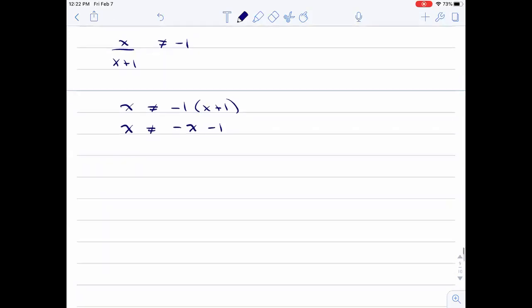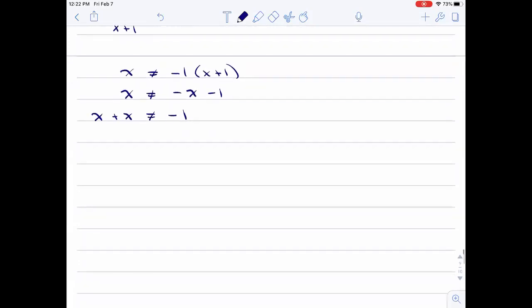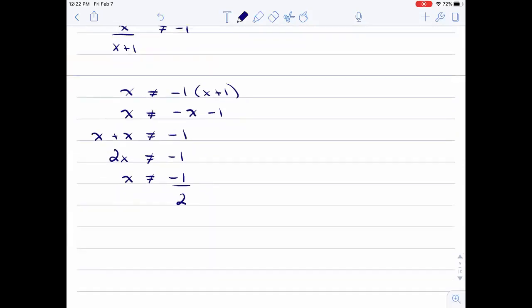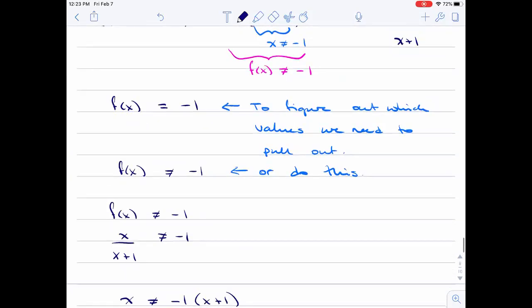Solving for x, right? I can move this -x over to the left-hand side, so I get x plus x can't be equal to -1. So 2x can't be equal to -1. So x cannot be equal to -1/2. Didn't see that coming. Right? But you can try it out, right? If you have x is -1/2, you get -1/2 over -1/2 plus 1 makes -1. So x can't be -1/2.